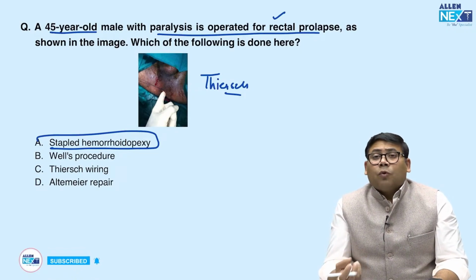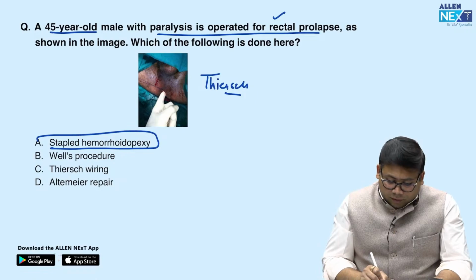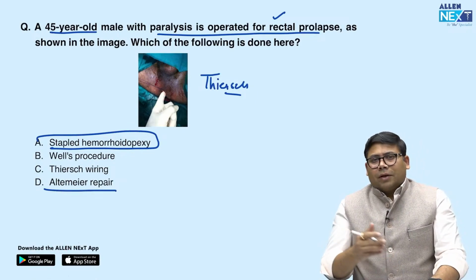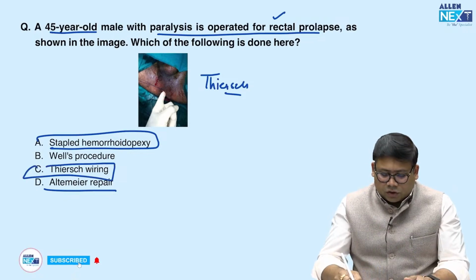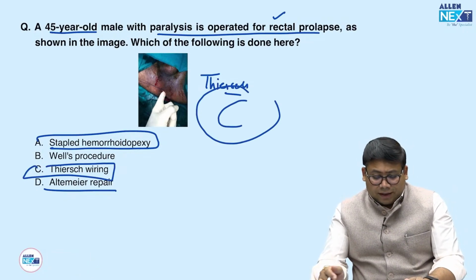It's a rectal mucosal prolapse basically. So, the ultimate procedure, you will do a mucosectomy resection and then you will do the anastomosis. So, this is Thiersch wiring which is shown in the image. So, option C is the right answer.